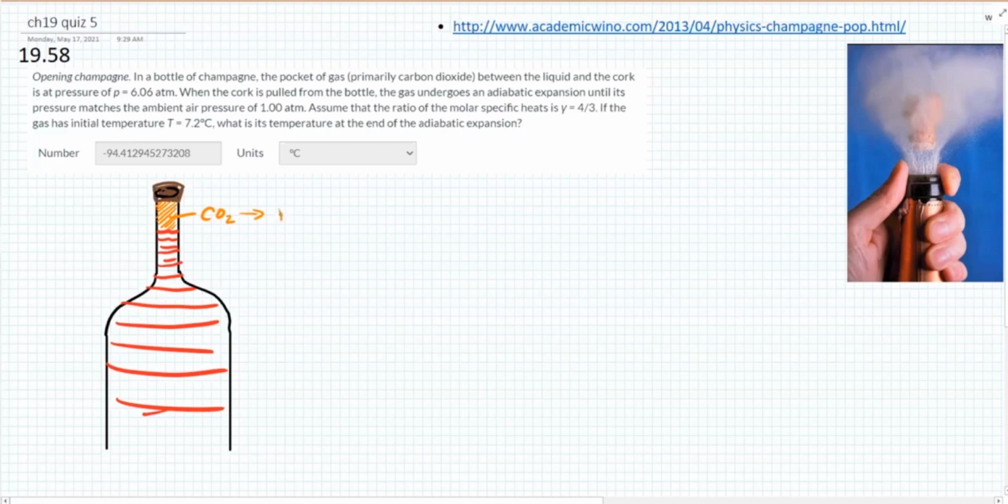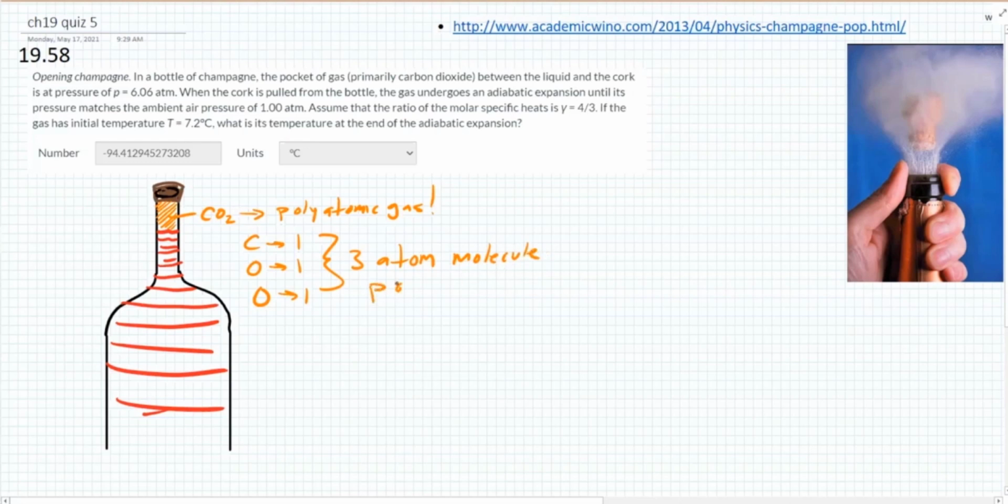CO2, polyatomic. So let's talk about a polyatomic gas. The C atom, that's one. I have an oxygen atom, that's another one, another oxygen atom, that's another atom. So basically I have 3 atoms. The carbon dioxide is a 3-atom molecule. 1 atom of carbon, 2 atoms of oxygen. A 3-atom molecule, polyatomic, means many atoms, means more than 2.